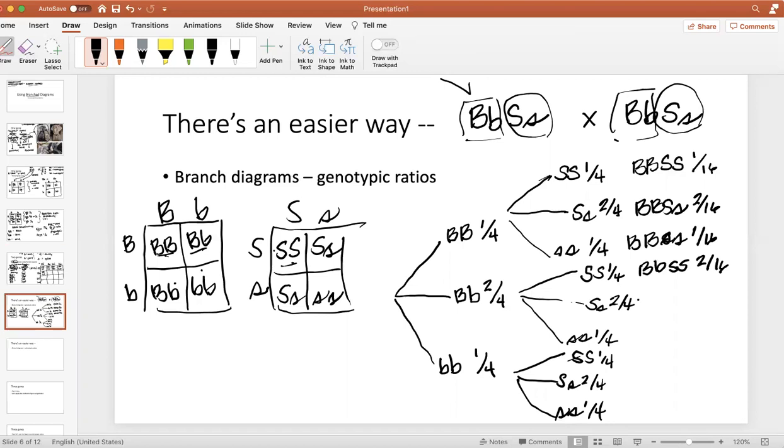And then this is going to be 4/16. Here's how I got that. Look, 2/4 times 2/4 is 4/16. Let's do this one. Big B, little s, little s. That's going to be 2/16. Now let's do this last one. I'm going to combine these out.